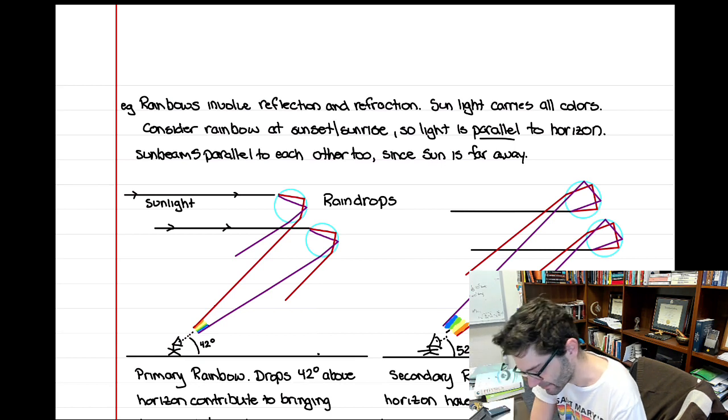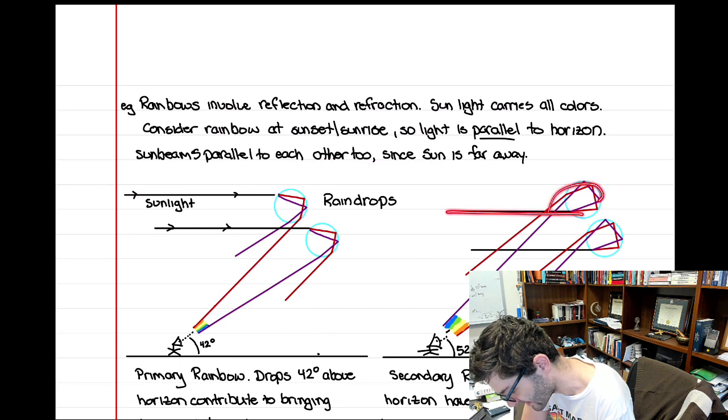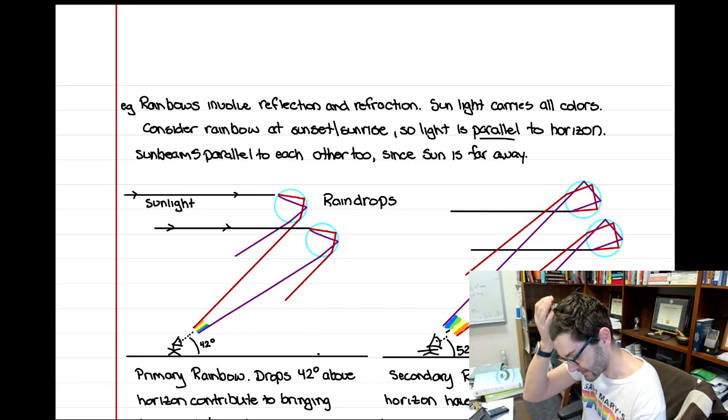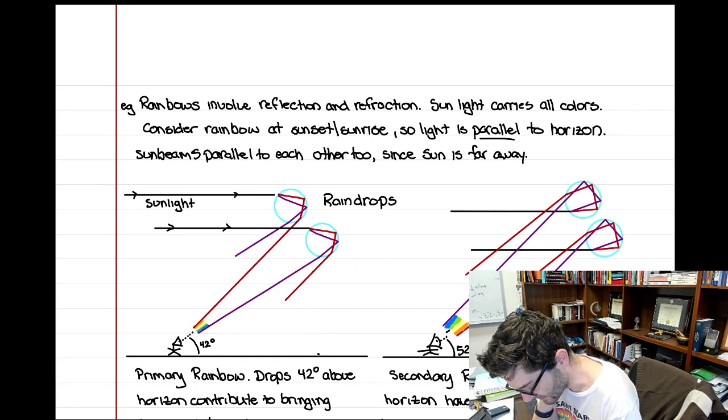But if you see a double rainbow, it's switched. There are some other combinations of reflection and refraction that happen. It's slightly different than what goes on for the primary rainbow. And then you get another set of colors, where red's on the bottom, purple's on the top, and it's at about 52 degrees.